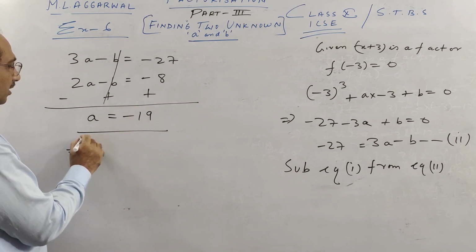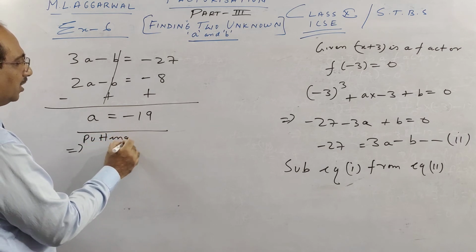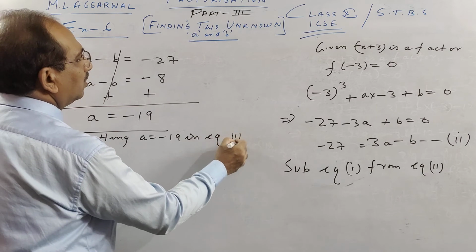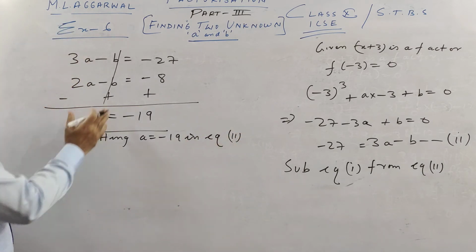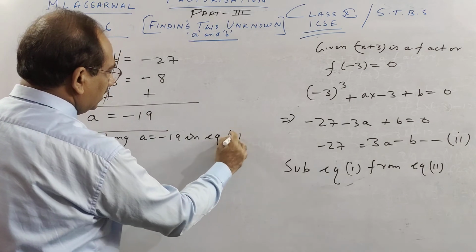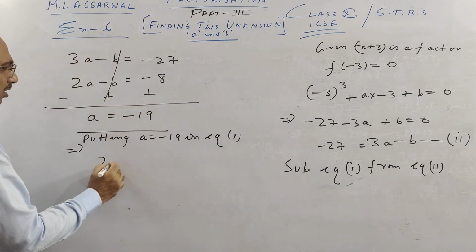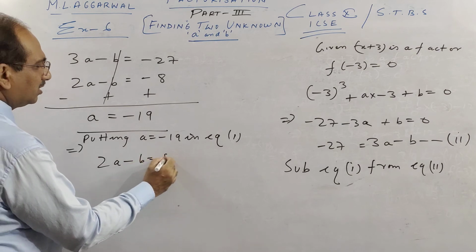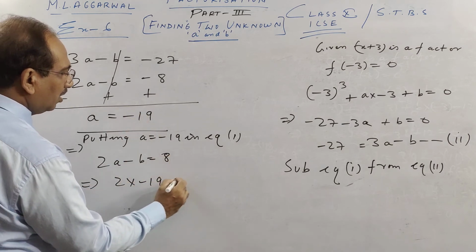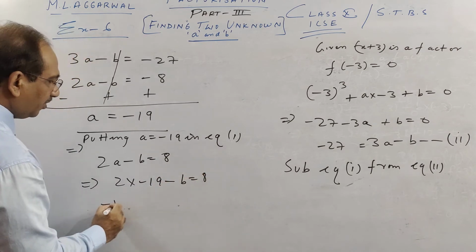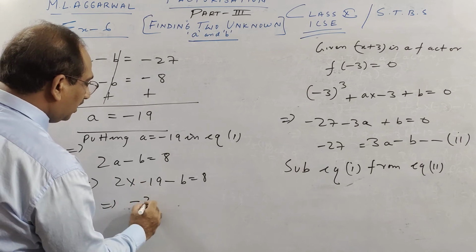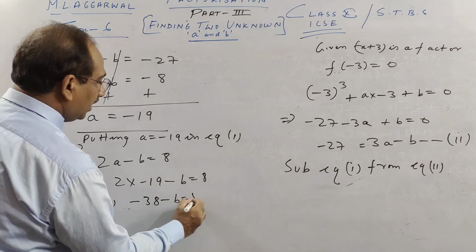So putting a is equal to minus 19, you can write it in equation 1 or 2. Equation 1 is here, I can put it here also, because I have not changed it in equation 1 and this looks smaller. So 2a minus b is minus 8. 2 into a's value minus 19 you put. Minus b is 8. So finally we get minus 38 minus b is minus 8.